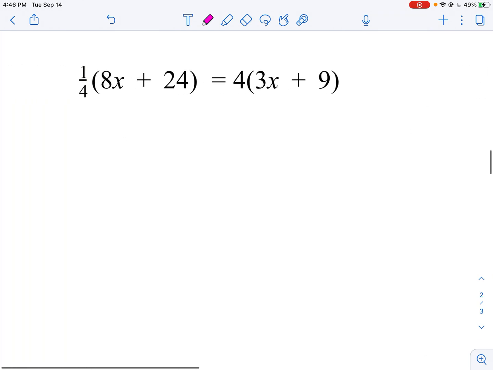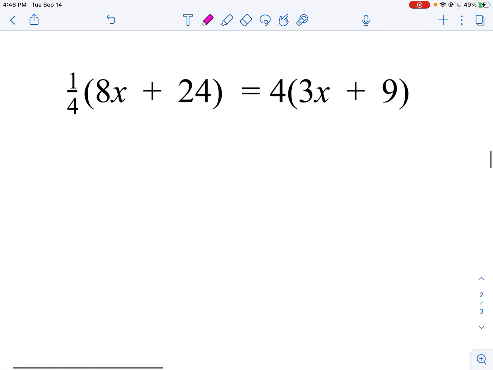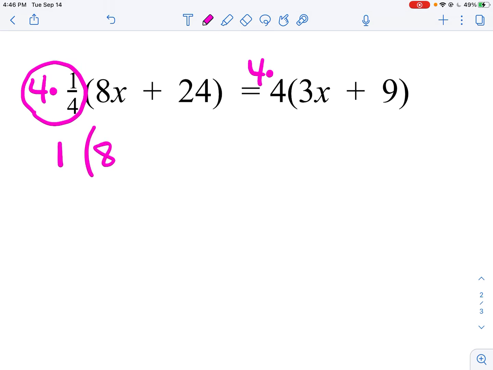So in this one, the only denominator we have other than 1 is 4. So I would multiply the left-hand side by 4 and the right-hand side by 4. If I take 4 and I multiply it by 1/4, that's going to get me 1. If I multiply 4 times 4, that would get me 16.